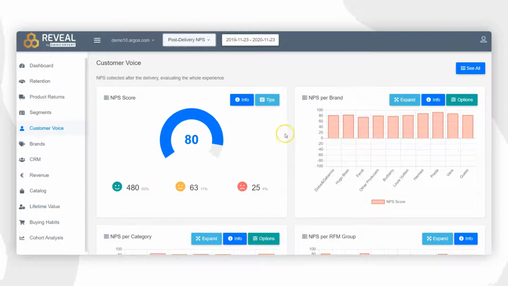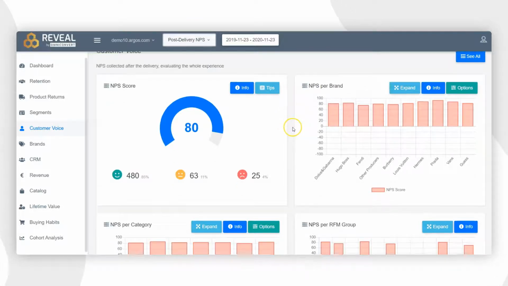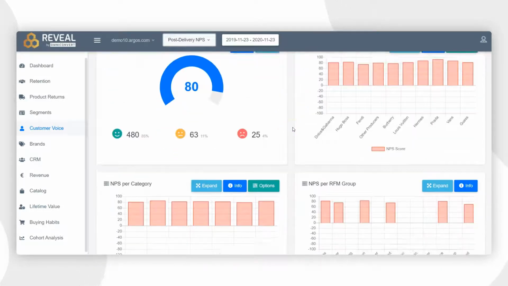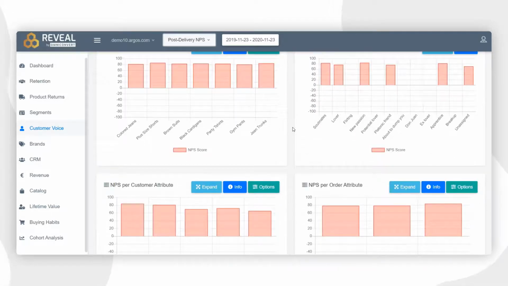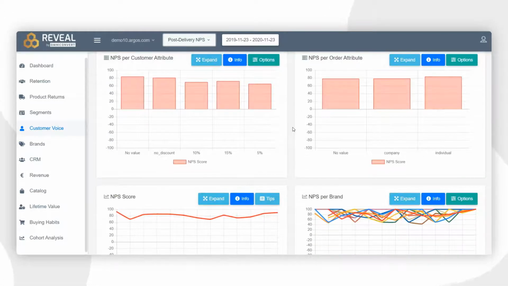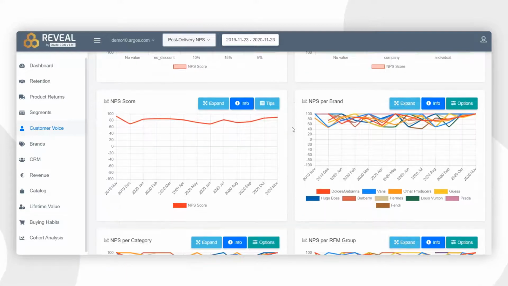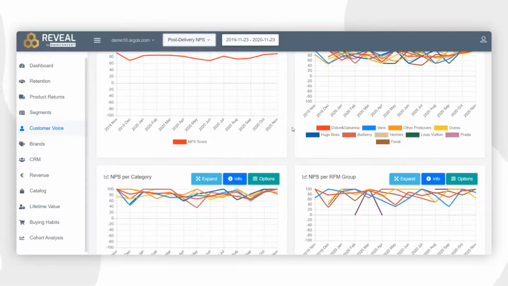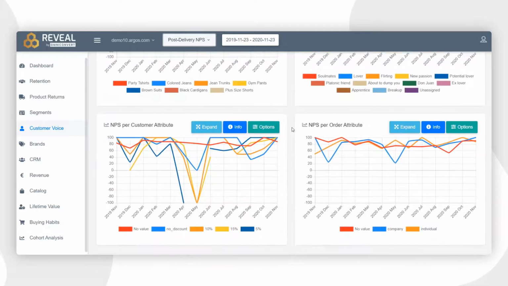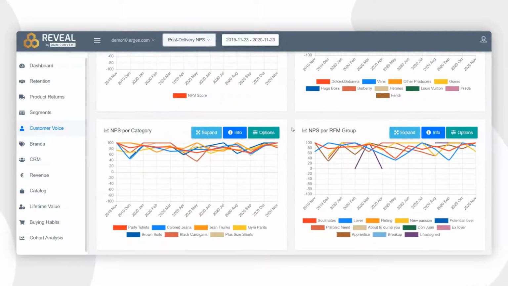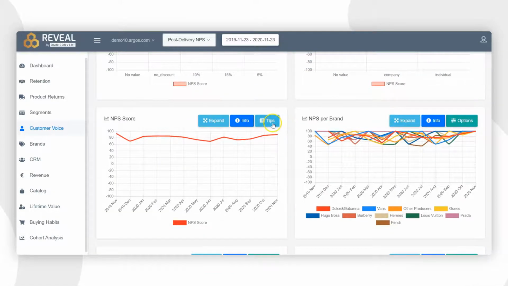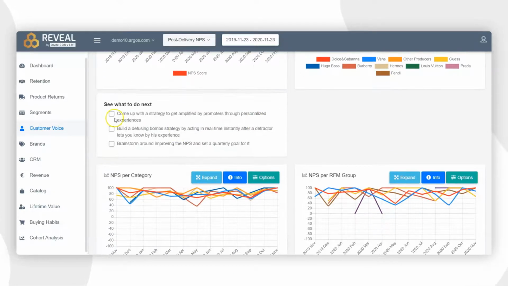In this section, you will see many graphs that track NPS for different things: brands, categories, RFM groups, or different customer or order attributes. Once you have this data, you can come up with a strategy to get amplified by promoters through personalized experiences. Act in real time immediately after a detractor lets you know his experience. Brainstorm around improving the NPS and set a quarterly goal for it.